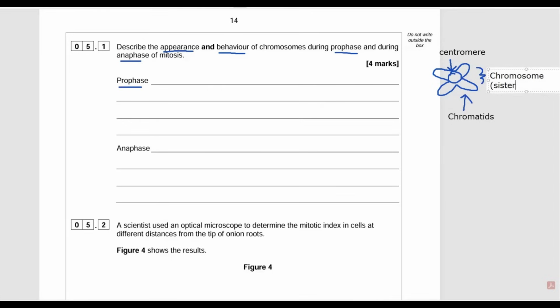Why is it that we can see the chromosomes? What happens to them during the prophase? Well, under an optical microscope, you can see the chromosomes or chromatids, you can call them either one, during the prophase. That's because they shorten, they condense, and they become visible. So we can get 2 marks here for saying chromatids or chromosomes become visible because they shorten and condense.